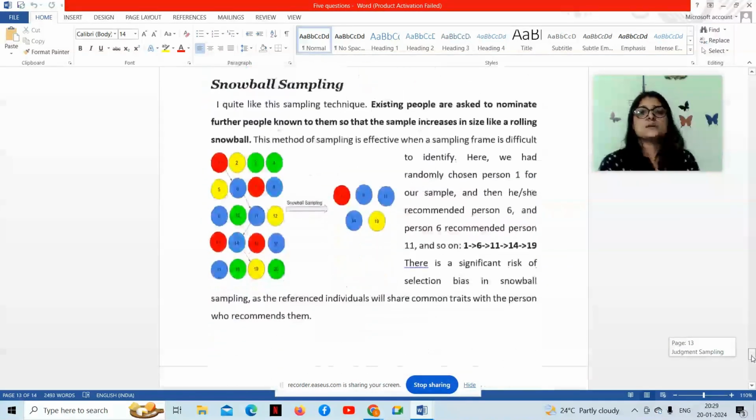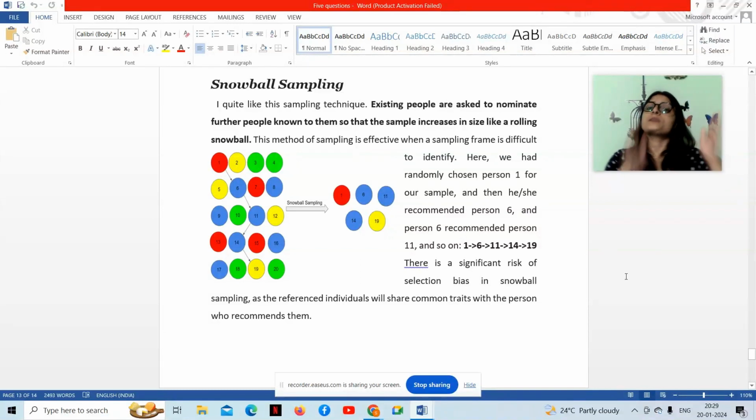Last is snowball sampling. I like this sampling technique because existing people are asked to nominate further people known to them so that the sample increases in size like a rolling snowball. Like, suppose I know some people and I am referring something to these people. I'm the existing sample, and I'm nominating other people to be part of the sample. This method of sampling is effective when a sampling frame is difficult to identify.